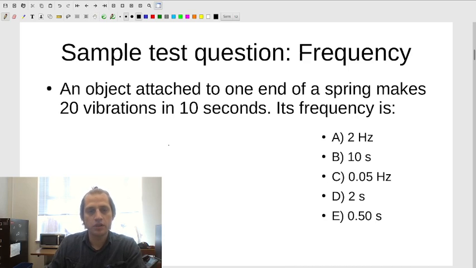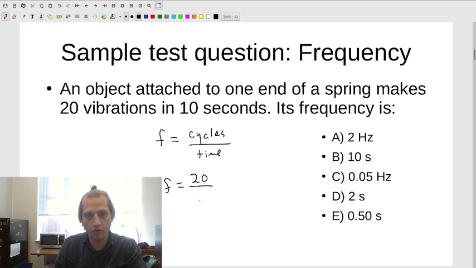Okay, so let's just start simple. Let's say we give you a problem like this, and I will give you some very simple problems that you don't want to overthink. It says, an object attached to one end of the spring makes 20 vibrations in 10 seconds. Its frequency is. So frequency is cycles per time. So the frequency here is 20 cycles over 10 seconds. 20 over 10 is 2 hertz.